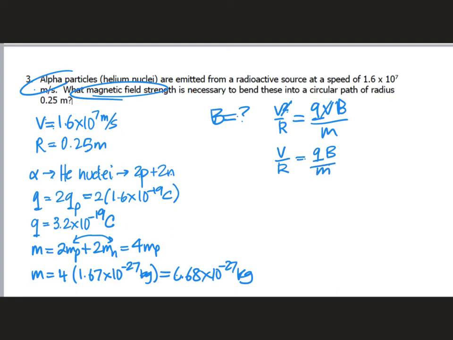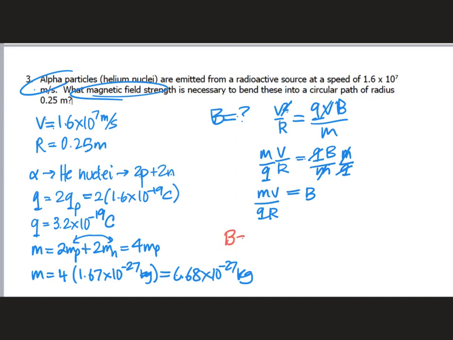So I want to isolate the B, which means I multiply both sides by mass. So that's mass over mass is 1. And I divide both sides by Q. So Q over Q is 1. So mass times velocity over charge times radius is equal to the magnetic field. I'm going to change colors when I plug this in. I'll do this in red maybe.